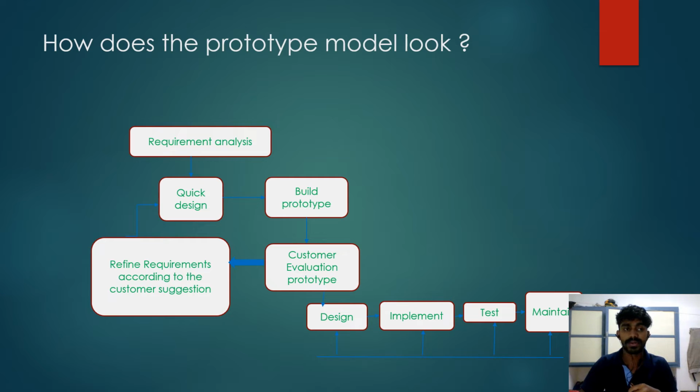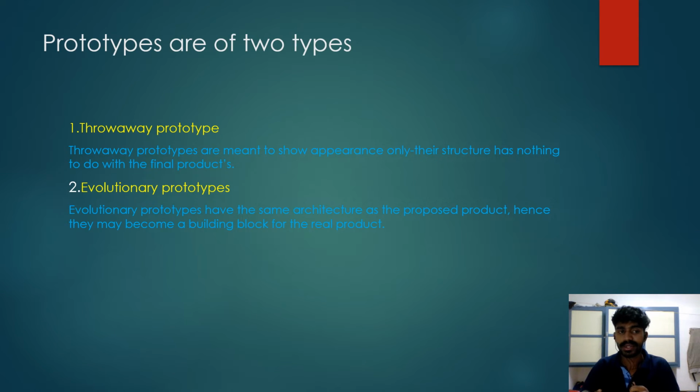Let's discuss the types of prototype model. Prototypes are of two types. The first one is the thrown away prototype. A thrown away prototype is meant to show appearance only. Its structure has nothing to do with the final product. The second one is the evolutionary prototype. An evolutionary prototype has the same architecture as the proposed product. Hence, it may become a building block for the real product.